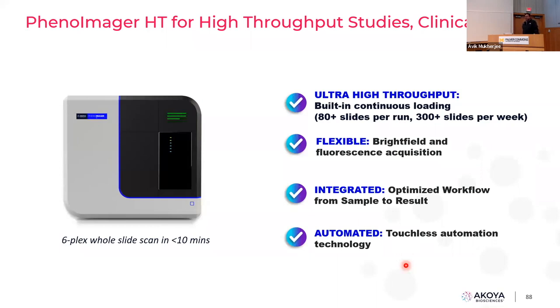The PhenoImager HT can do 80 slides at a time. So you load them up in the hotel. It can do bright field and fluorescence imaging. And you can select whether it will do the bright field imaging on a slide carrier, or a fluorescent, or alternate. And it can do 6-plex within 10 minutes.